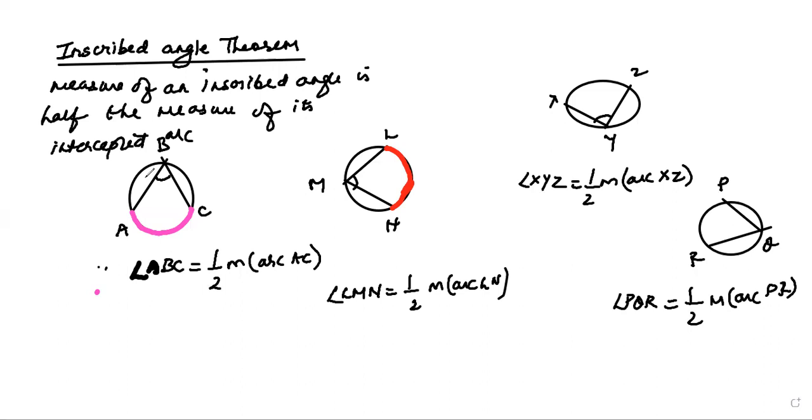So everywhere you can see, angle ABC was the inscribed angle, AC was the intercepted arc. So what is the formula? Angle ABC equals half the measure of arc AC. Angle LMN is an inscribed angle, LN is the intercepted arc, so angle LMN equals half the measure of arc LN. Angle XYZ is an inscribed angle, XZ is the intercepted arc, so angle XYZ equals half the measure of arc XZ. Angle PQR is an inscribed angle, PR is the intercepted arc, so angle PQR equals half the measure of arc PR. So remember this statement: the measure of an inscribed angle is half the measure of its intercepted arc.